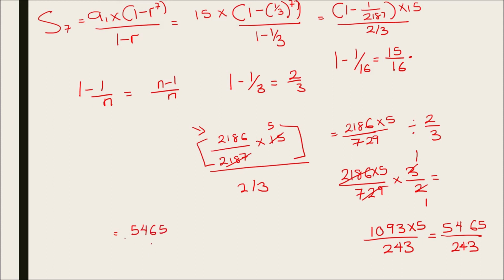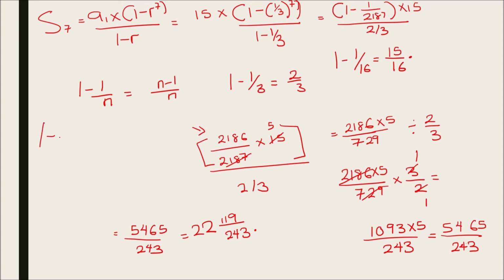So our answer here is 5465 over 243. We can put that in a mixed fraction and say 22 whole number 119 over 243. Okay, awesome. So remember, 1 minus 1 over n is simply n minus 1 over n.